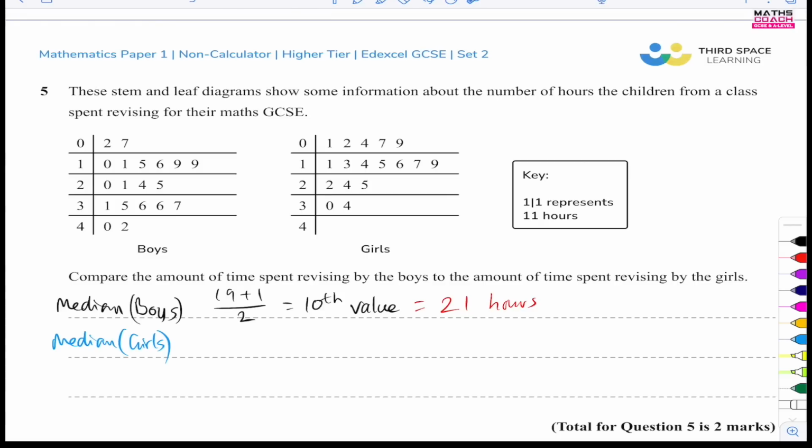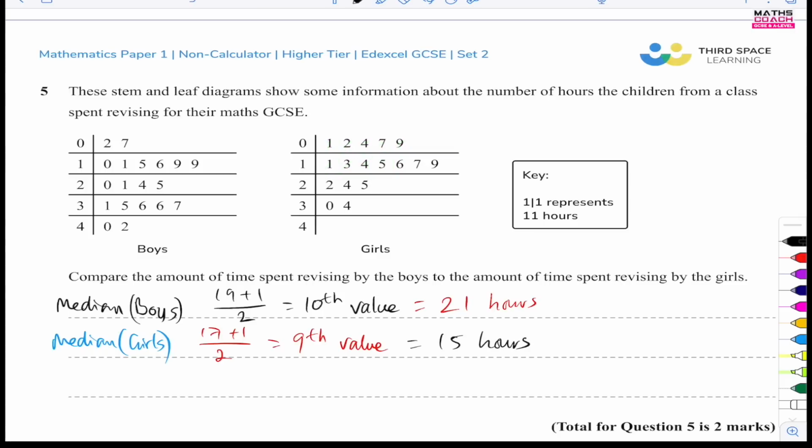So let's count how many pieces of data there are for the girls, how many girls there are. So 1, 2, 3, 4, 5, 6, 7, 8, 9, 10, 11, 12, 13, 14, 15, 16, 17 girls. So to work out the median, it's going to be 17 plus 1 divided by 2. So that's 18 divided by 2. You're looking for the 9th value. Right? Once again, the median is not 9 for the girls, it's the 9th value. So 1, 2, 3, 4, 5, 6, 7, 8, 9. So it's 15. So 15 hours is the girls' median.